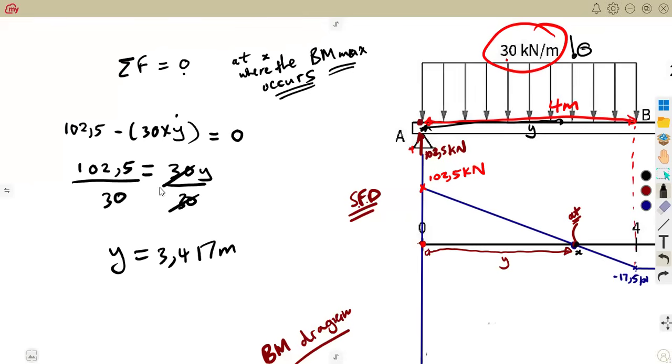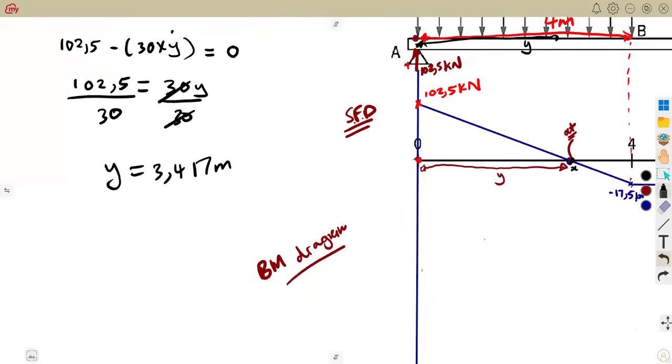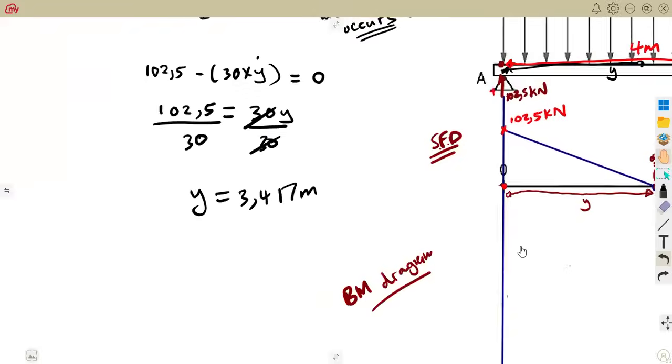So this is the value of y, the distance where we are going to have the maximum bending moment, the distance that is being covered. So once you have this distance, how do you calculate your maximum bending moment? Guys, don't worry. We're going to draw that bending moment diagram. Do not worry. I need us to finish this one first.